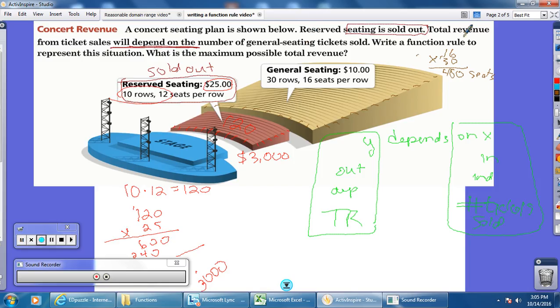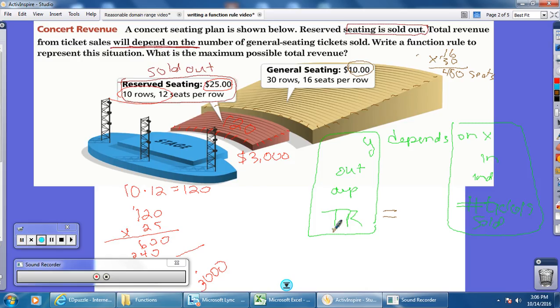The total revenue, that's my total revenue, right, from ticket sales depends on the number of general ticket sales sold. Okay, the number of ticket sales sold. Well, we have 480 seats, right? And they're $10 each. You see this? They're $10 each. But we don't know how many is sold here. We have no idea what's going on here. We just know that these were sold out.